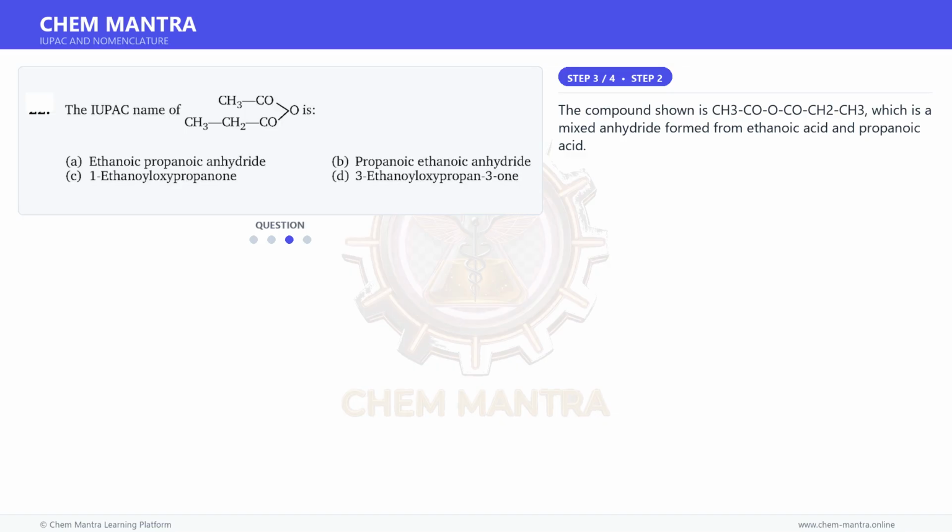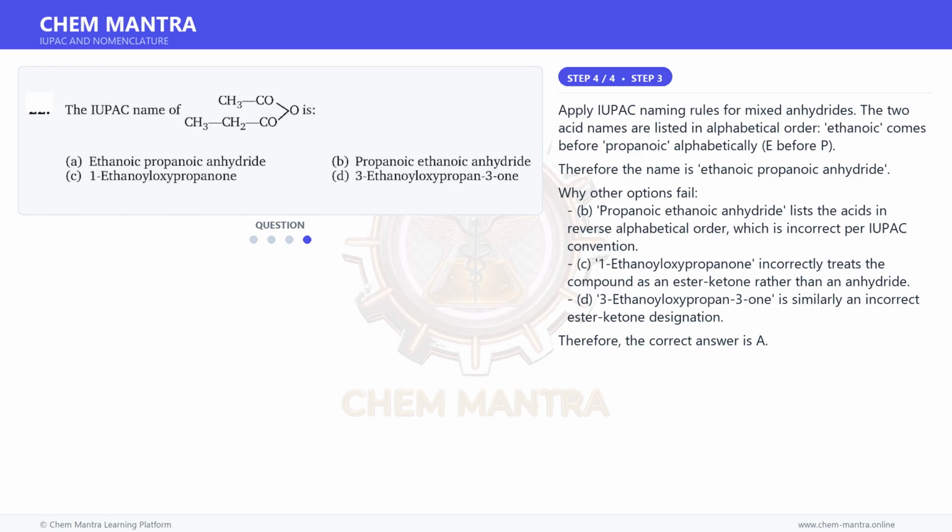Moving on to the next step. The compound shown is CH3CO-O-COCH2CH3, which is a mixed anhydride formed from ethanoic acid and propanoic acid. And for the final step, apply IUPAC naming rules for mixed anhydrides. The two acid names are listed in alphabetical order. Ethanoic comes before propanoic alphabetically, E before P. Therefore, the name is ethanoic-propanoic anhydride.